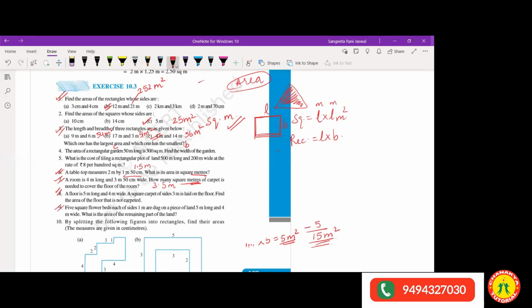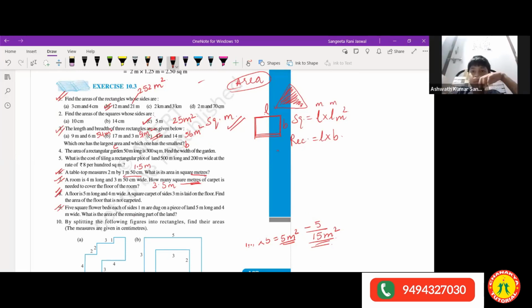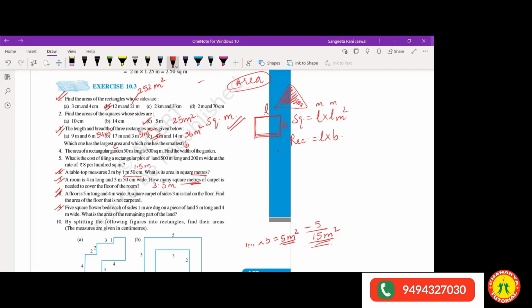Okay, this is the eighth question. A floor 5 meter long and 4 meter wide. So this is the floor, 5 into 4. That means the area of the floor is 20 meters square.